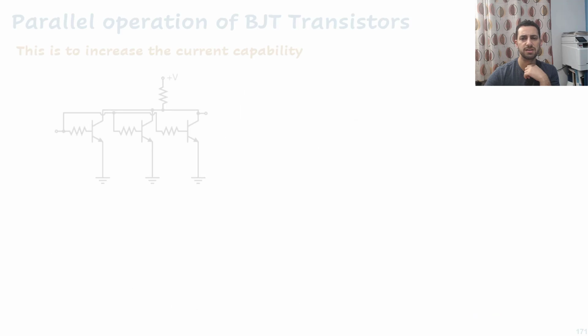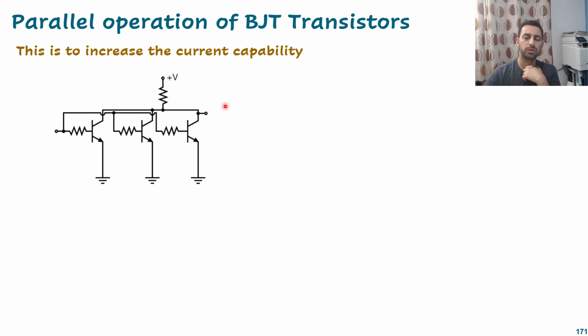Now, the last thing is, if you want to connect parallel BJT transistors. We connect parallel BJT transistors because we want to increase the current capability. And this is one of the scenarios, okay? That current goes through that transistor, and that transistor, and that transistor. They are connected, collectors together and emitters together. Is this the right way?